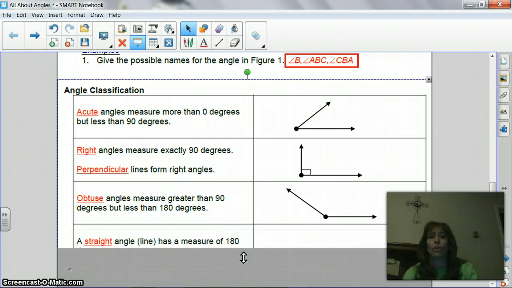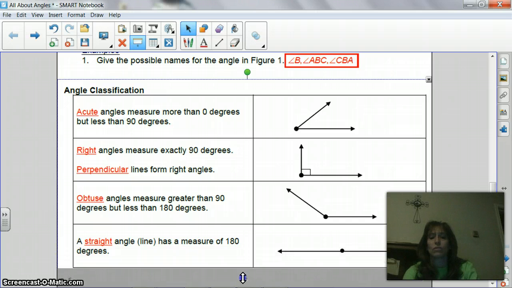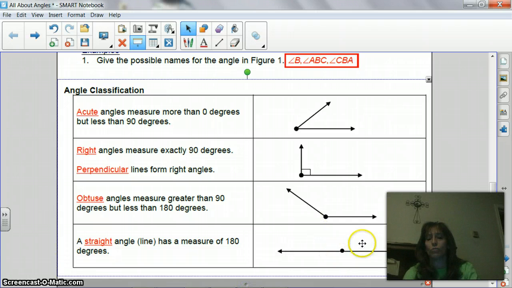Now most of you have heard of the other three, but not the straight one. A straight angle actually looks like a straight line, but it has a vertex in the middle. So this is what a straight angle would look like. There's my vertex right there in the middle, and it's basically, like I said, a straight line. But it's also opposite rays because they're going in opposite directions. Okay, so that's your front page.